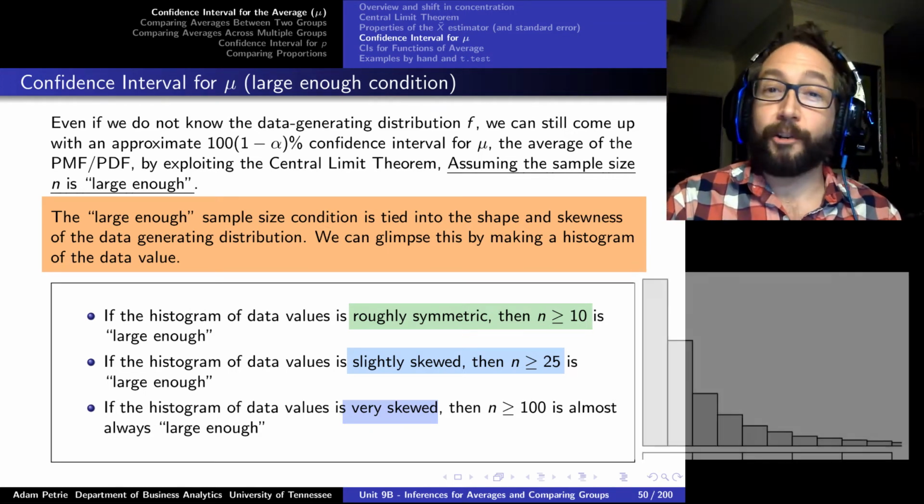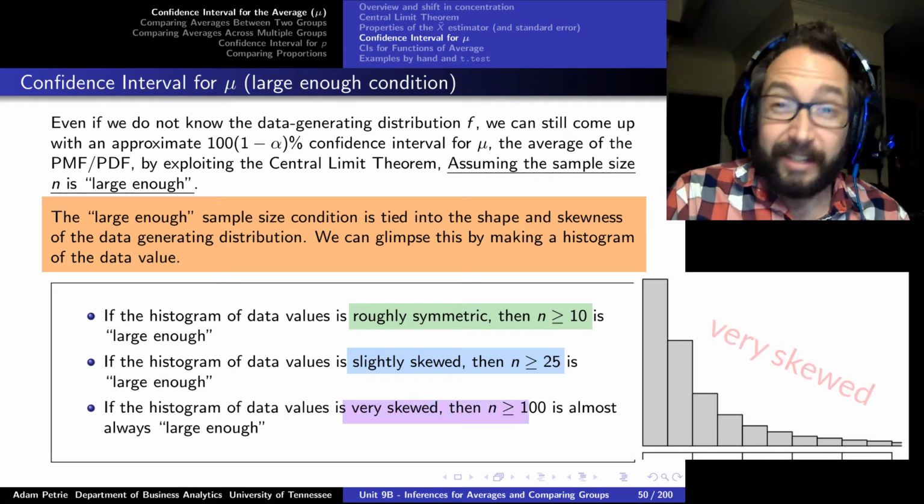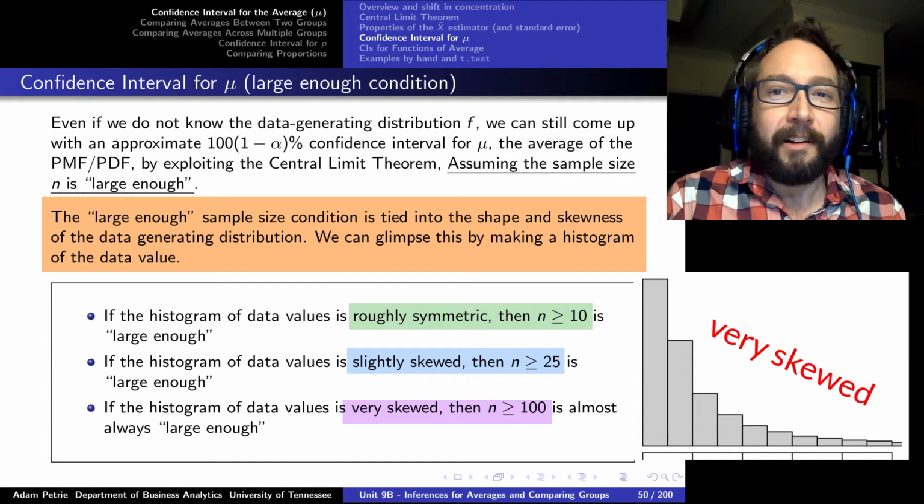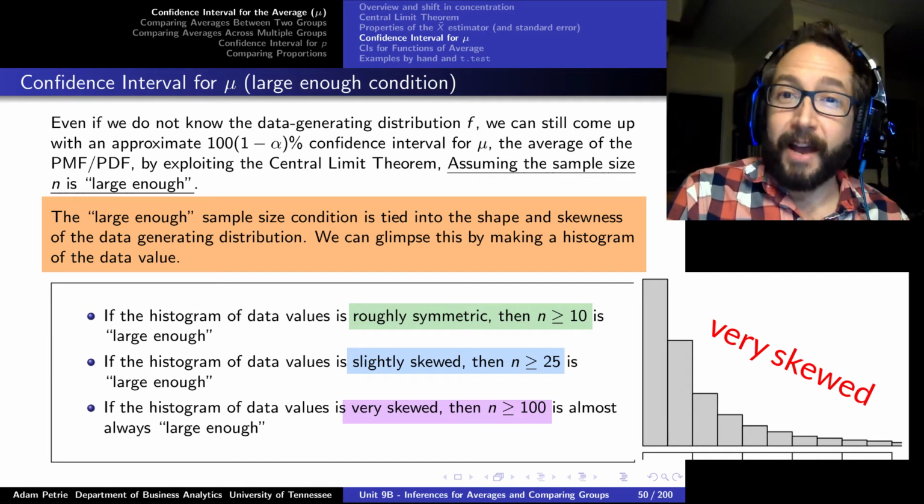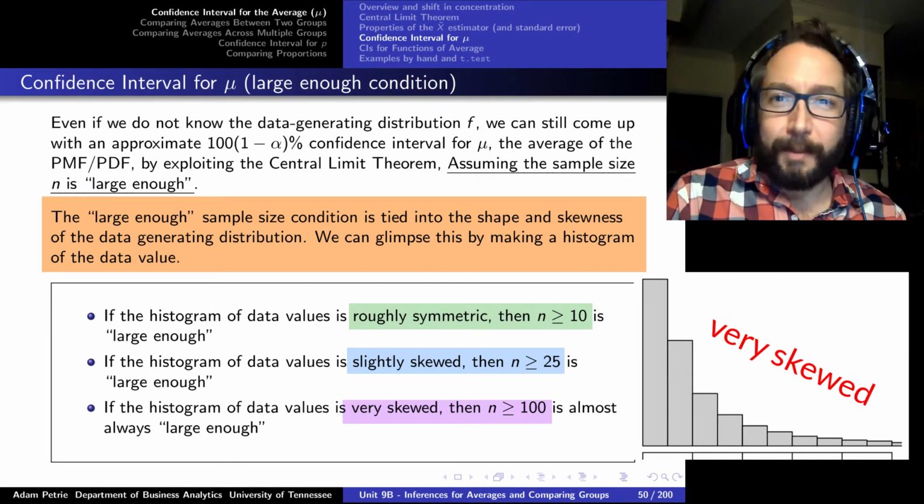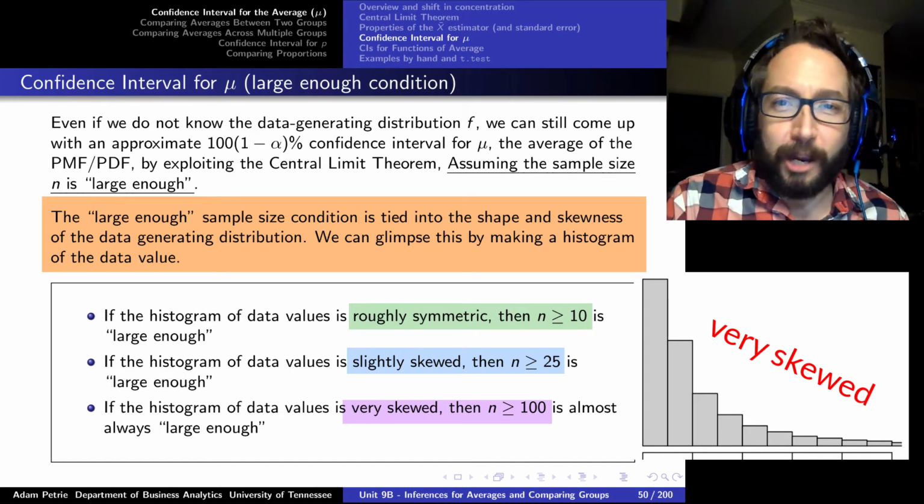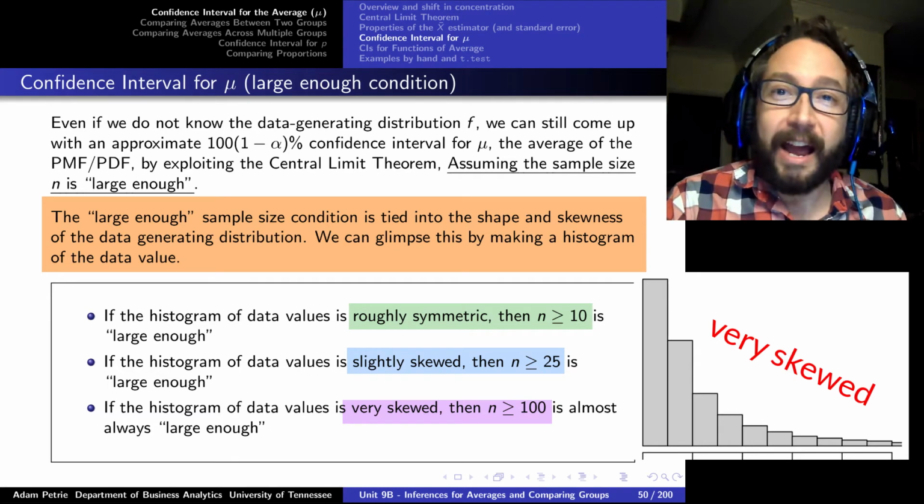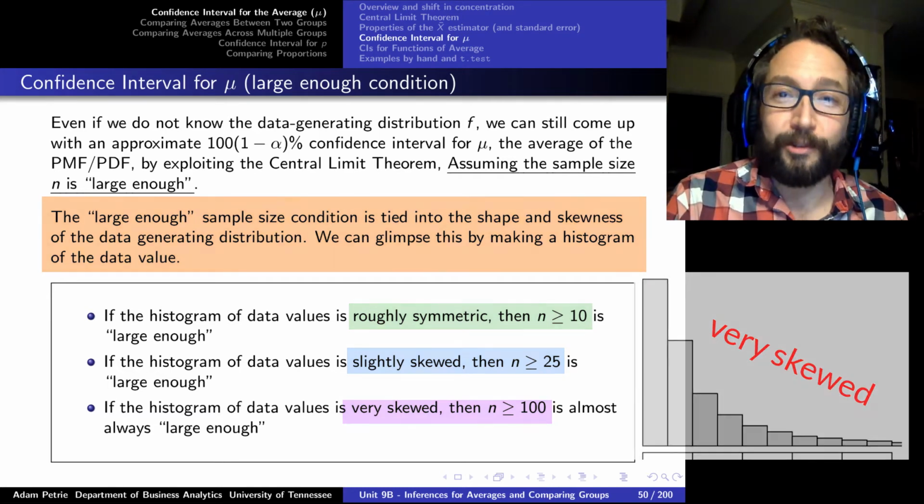Now, if you look at your histogram and it's very skewed, you're going to need a lot more data. The standard rule is that as long as you have at least 100 data values, the central limit theorem is going to be in effect regardless of what the shape of that histogram is. So if you find a really skewed distribution, you should have at least about 100 data points or so.